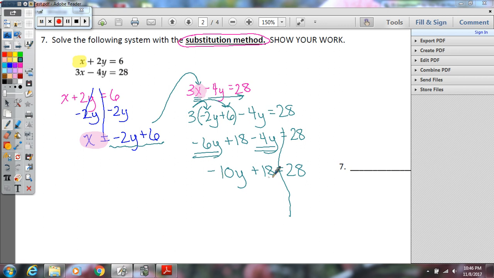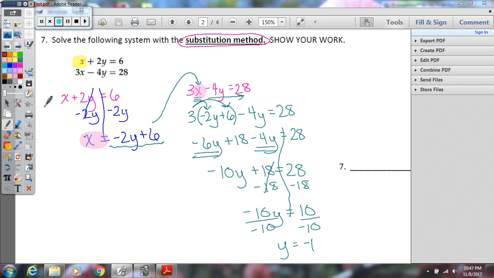Keep solving. Back to the side with the variable. Get rid of this tag along. So we're going to get rid of a positive 18 by minusing 18. That gets us negative 10y is equal to 10. And now we need to solve it for this y. So we're going to divide by negative 10. That gets us y is equal to negative 1.